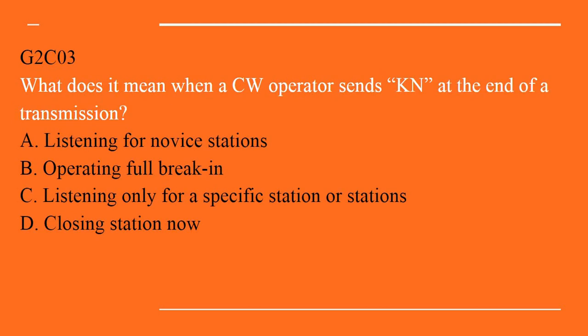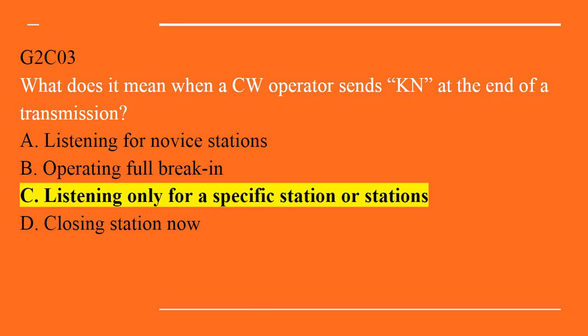G2C03. What does it mean when a CW operator sends KN at the end of a transmission? A. Listening for novice stations. B. Operating full break-in. C. Listening only for a specific station or stations. Or D. Closing station now. Answer is C. Listening only for a specific station or stations.